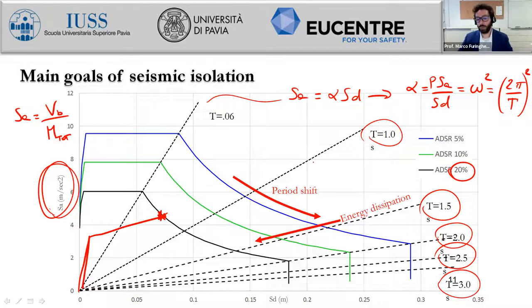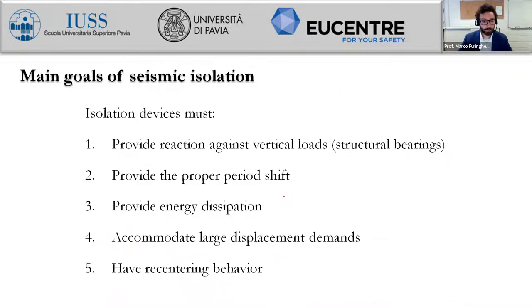And we will also have to consider the main goals of seismic isolation as period shift and energy dissipation, but they are not the only ones. So these are the main characteristics for seismic isolation.